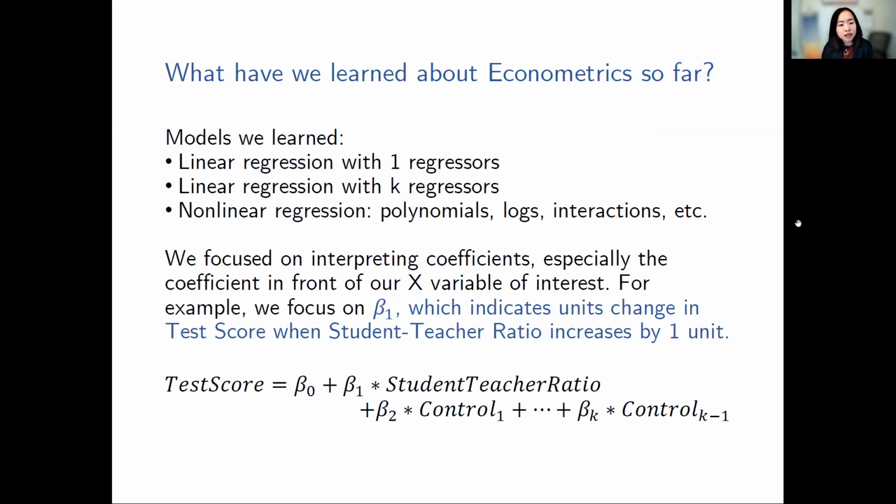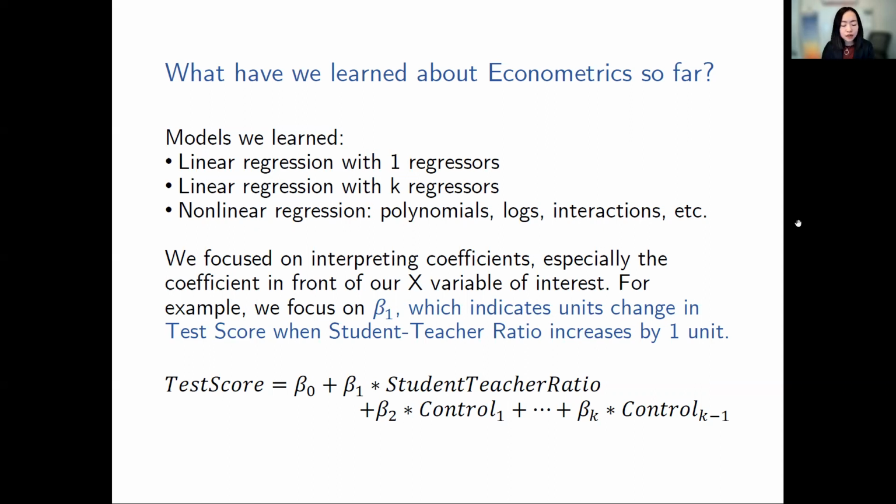All right. So what do we focus on about these models? We usually focus on interpreting the coefficients, especially the coefficient in front of the x variable of our interest. So for example, the case that we talked about many times, student-teacher ratio on test scores, we focus on beta 1, which is: if we increase student-teacher ratio by 1 unit, how many units is it going to change test scores? Okay, so we think about beta 1 all the time.